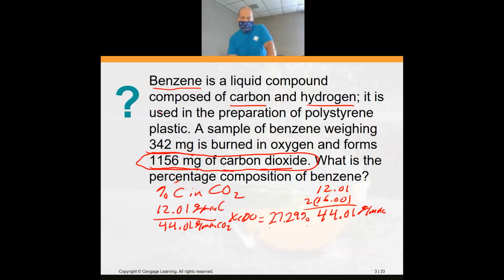All right, and if you do this a lot, you'll have that memorized because you need that number every time you do an elemental analysis. All right, so we know that 27.29% of this 1,156 milligrams is carbon. And so we take our 1,156 milligrams, we take the 27%. To get 27% of that, you have to convert it to decimal form, 0.2729.